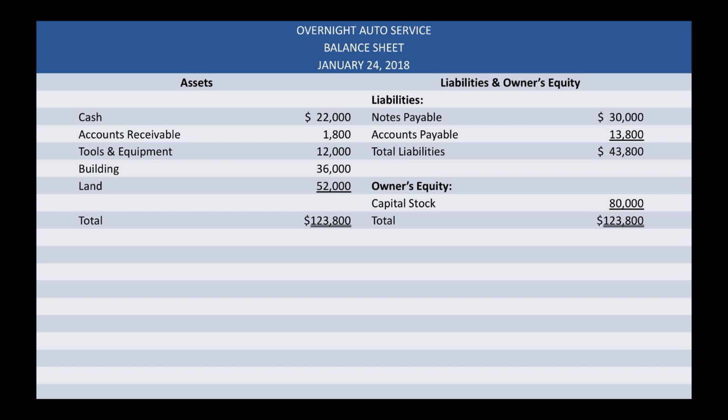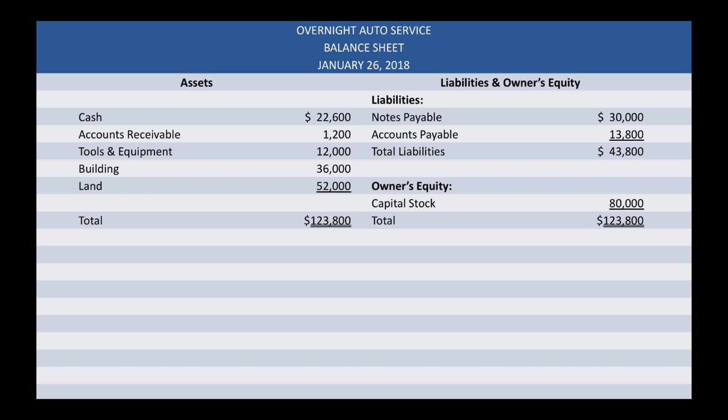The asset account, tools and equipment, decreased by $1,800, and the asset account, accounts receivable, increased by the same amount. Once again, one asset, tools and equipment, has been exchanged for another asset, accounts receivable. How did you do? On January 26th, Overnight received $600 from Ace Towing as partial settlement of its account receivable from Ace. Let's prepare the updated balance sheet on January 26th.